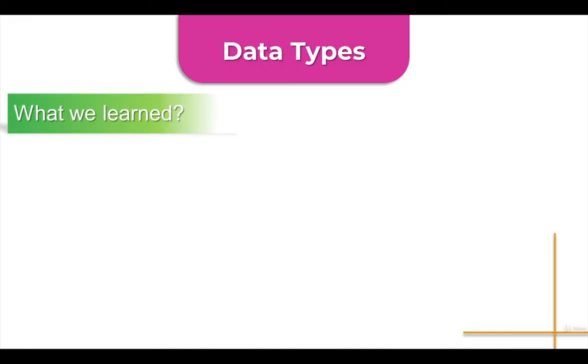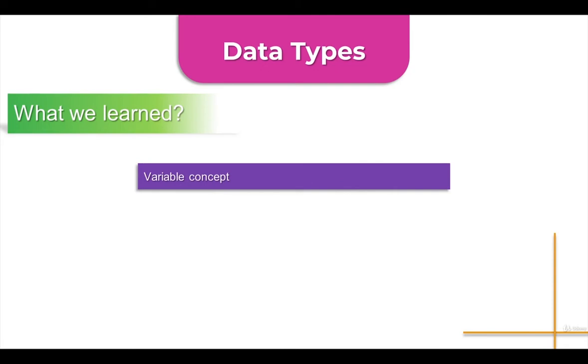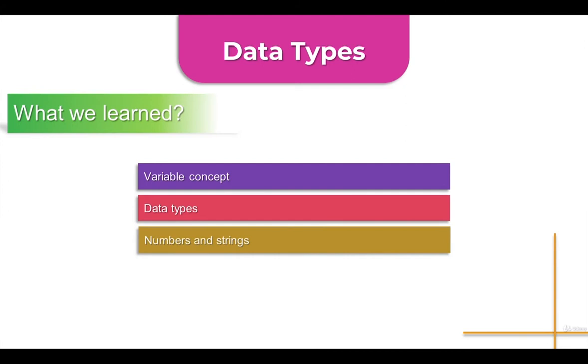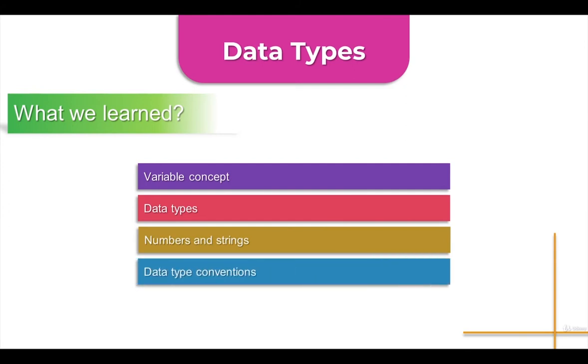And that's it. So in this lesson, we learned variables as a concept in Python and how to define variables. Also, we learned what data types are and how to learn the variable's type. We also talked about numbers and strings as data types. We even learned how to change a variable's data type.